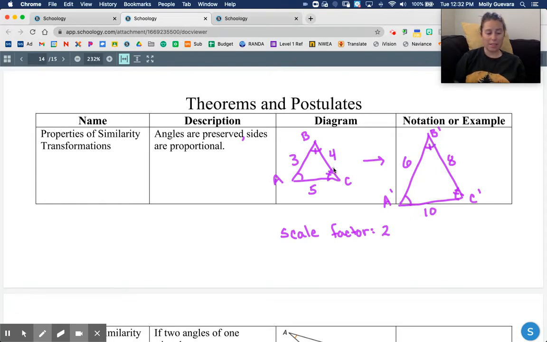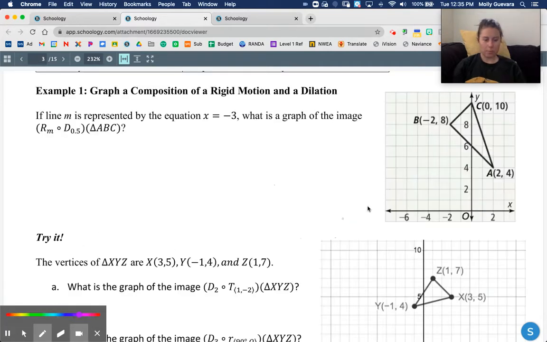Let's go back then to 7.2 and see how we use these properties. Okay, so here we are back at 7.2. Let's look at example 1. It says if line M is represented by the equation x equals -3, what is the graph of the image of triangle ABC dilated by a factor of 0.5 and then reflected over line M? Okay, so let's look at a couple things here. One, let's draw line M. It's x equals -3, so it is going to be a vertical line because it's x equals.